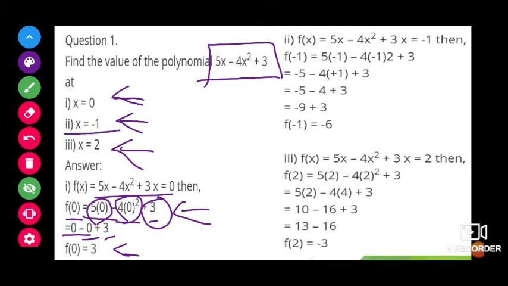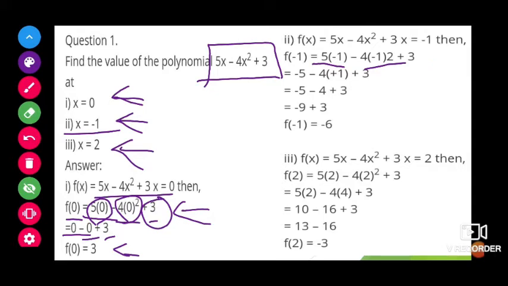Minus 1. If x is equal to minus 1, what will be the answer? Now substitute minus 1 in the expression. 5 into x means 5 into minus 1, minus 4 into x square means 4 into minus 1 square, plus 3. So it's just 3, that's it.